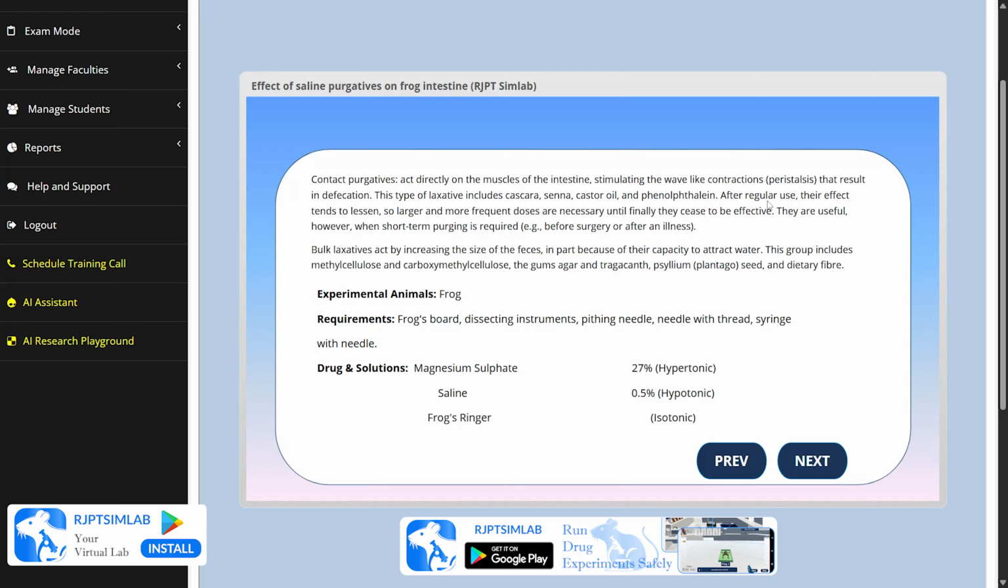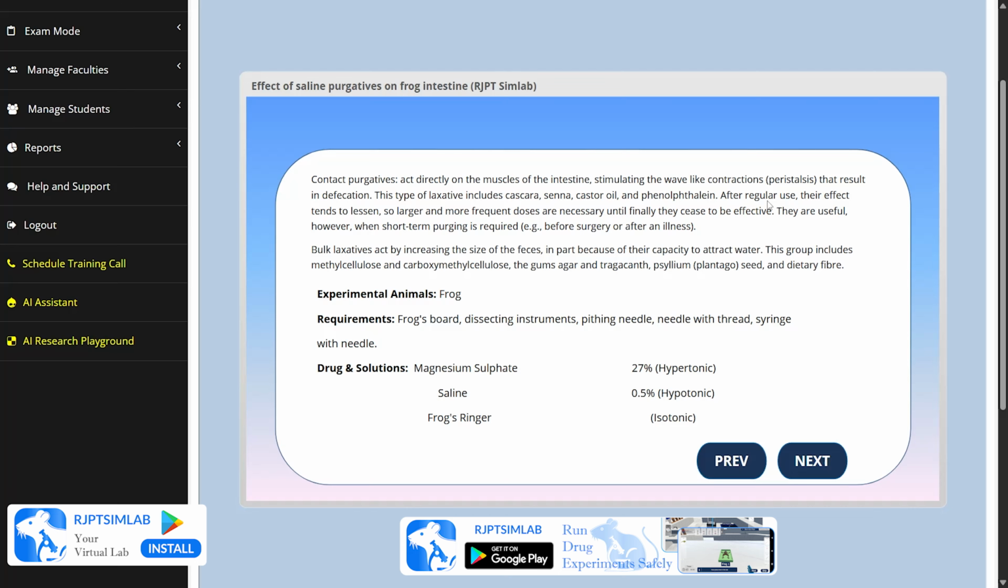So the above paragraph says that they act directly on the muscles of the intestine. So contact purgative does not act on the waste materials or fecal, it acts on the muscles of the intestine. It stimulates a wave-like contraction, also known as peristalsis. Peristalsis is the movement of the materials inside the GI tract, or we can say intestines. So it generates the muscle contraction in the intestine and moves the fecal part and results in the defecation, removal of the waste material. So this type of laxative includes cascara, senna, castor oil and phenolphthalein. These are the examples of contact purgatives.